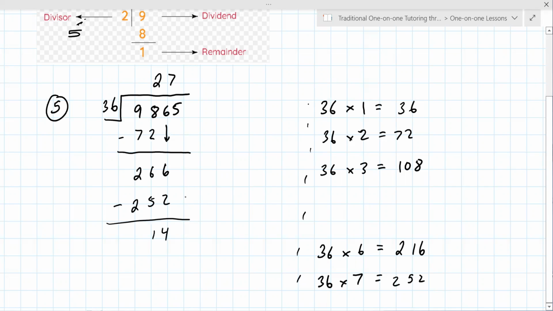14, bring the 5 down. And then you don't really know. So you're like, all right, well, what's 36 times 4? 144. 36 times 5 is 180. So it's 144, and then you have a remainder of 1.